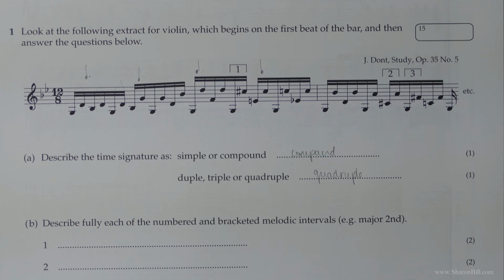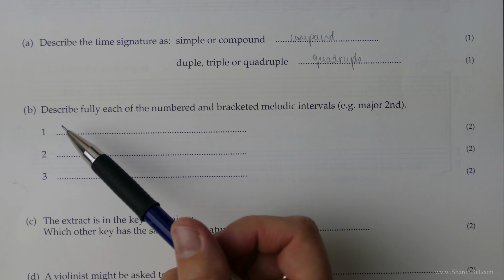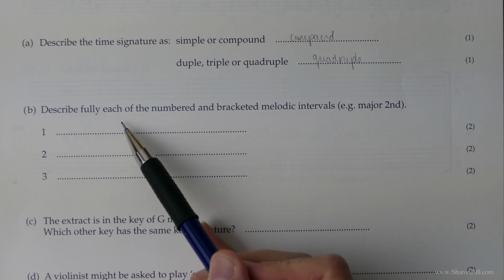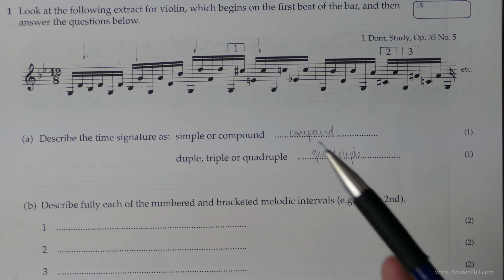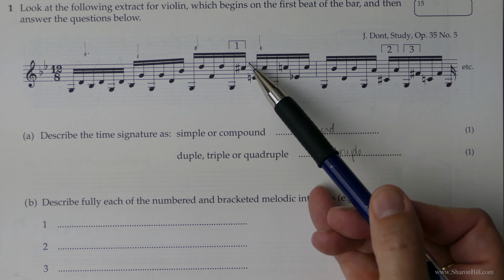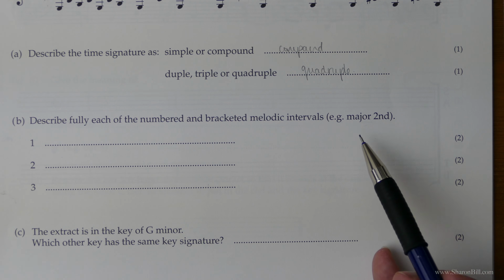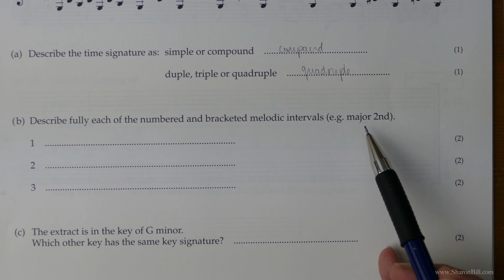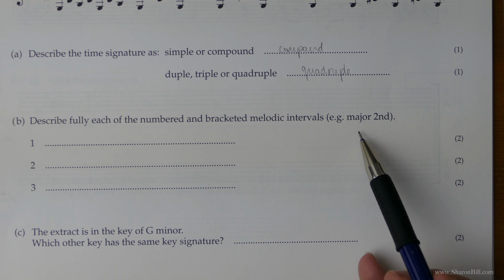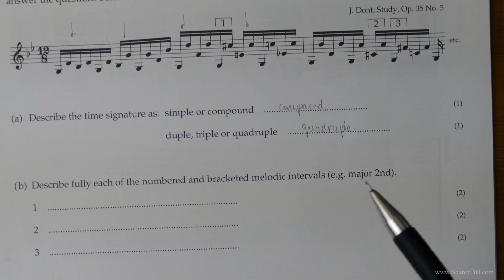So let's press on. Now we'll have a look at this next question. We're asked to describe fully each of the numbered and bracketed melodic intervals in this melody here. It says melodic intervals because they're coming one after each other as part of a melody, and we need to fully describe those. So we need to give the number of steps, the degrees of the scale, the interval between those steps, and then we need to say a little bit more about whether it's major, minor, perfect and so on. So let's have a look at this first one.